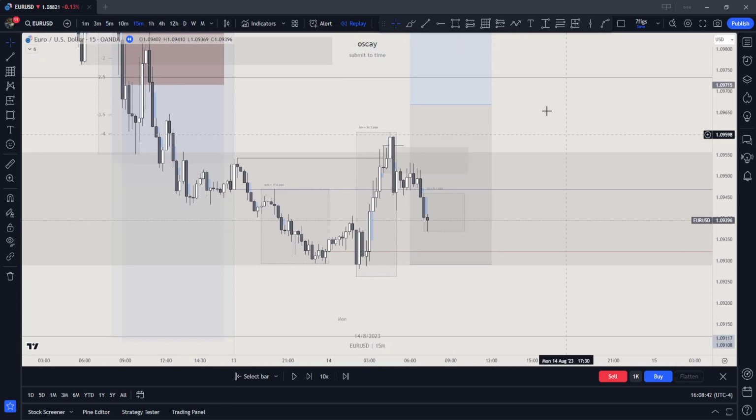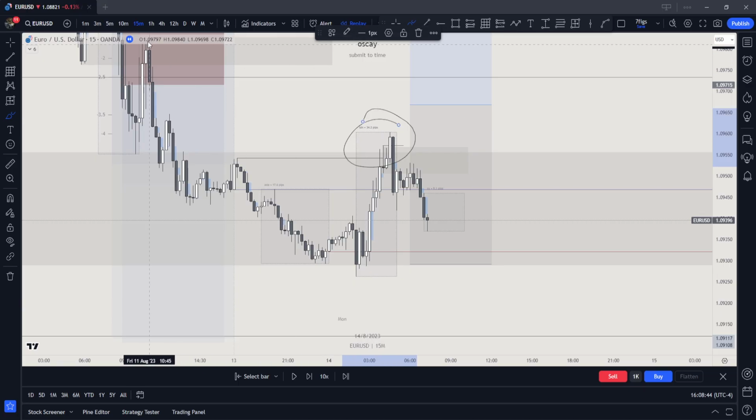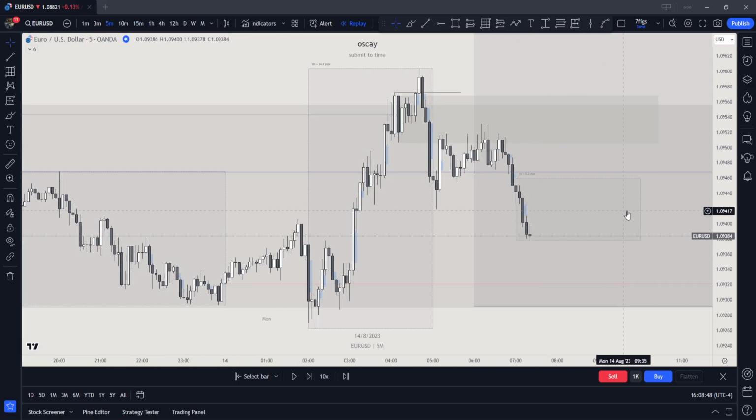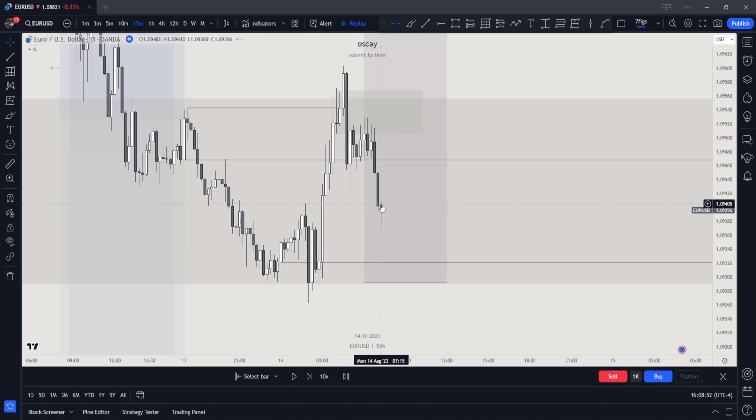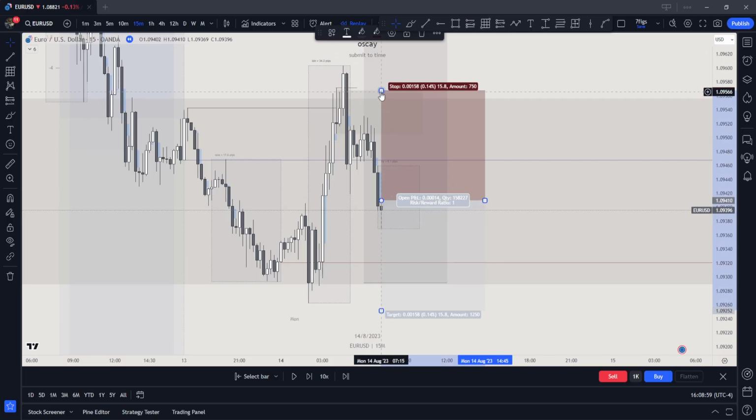Okay, so this is the manipulation of the day. After the manipulation of the day is set, all I'm looking for is a fair value gap in direction of order flow to then see an entry at 8 a.m. So the kill zone opens here. I'll put my limit here, stop.